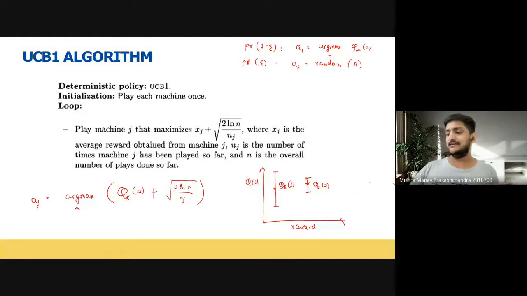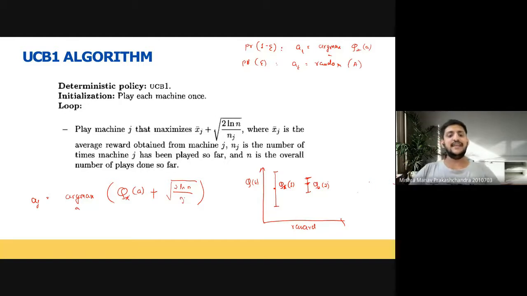The term in the numerator is the ln n term, which basically says that for the time instances that I did not pull arm j but kept pulling some other arm, the uncertainty keeps growing as a function of ln of n. Initially it grows very rapidly, but with time it saturates. It grows, but at a slower pace. So this entire term has an ln n term, which keeps growing each time I neglect arm j, and there is an nj term in the denominator, which keeps account of all the times I have pulled arm j, and it reduces my uncertainty.